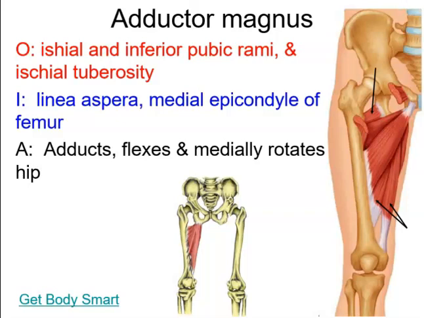The first muscle is the adductor magnus. Magnus means it's pretty big. It's a very large muscle. Its origin is the ischial and inferior pubic rami, as well as the ischial tuberosity on the ischium, so part of the ischium here on the coxal bone. Its insertion is the linea aspera and the medial epicondyle of the femur. Action of the adductor magnus, of course, is adduction of the thigh, as well as flexion and medial rotation of the hip. So we can see this large muscle here being the adductor magnus.